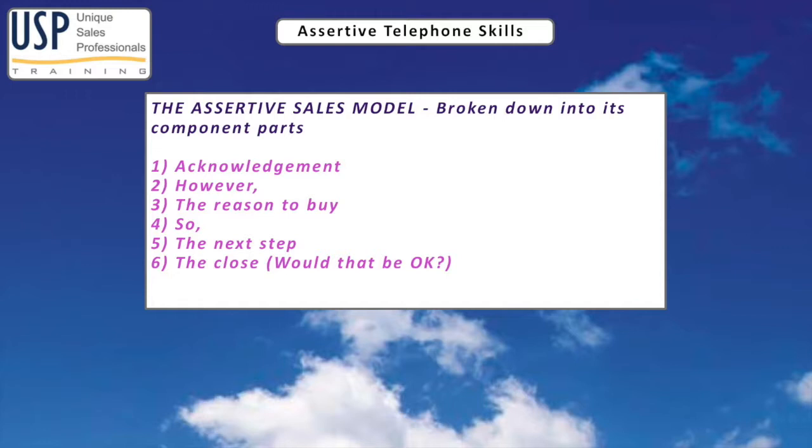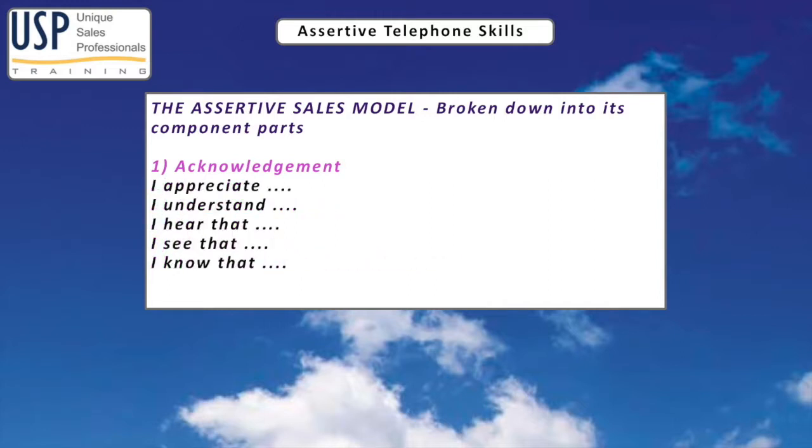Part 1, the acknowledgement. Part 2, the word however. Part 3, which is the reason to buy. Part 4, the word so. Part 5, the next step. And Part 6, the close, which will always be, would that be okay? We have broken the assertive sales model down into its component parts. Let's look at Part 1, the acknowledgement.